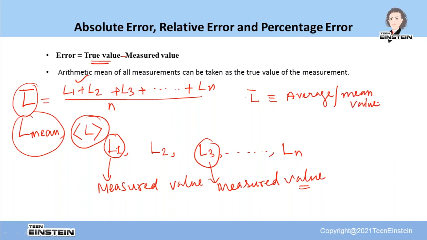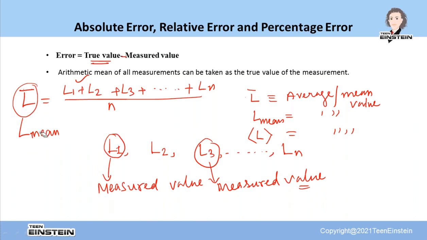Sometimes you will see it written as mean also. Then also it has the same meaning, and if it is denoted by an angular bracket like this, then also it is the average or mean value of this quantity. So this mean value is actually called the true value. I hope you understand what is the mean value and what is the measured value.